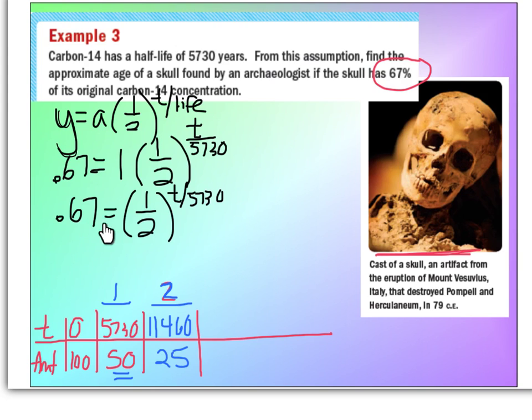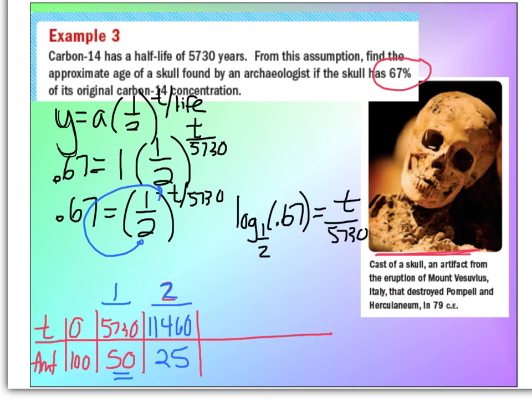Well, the exponent is by itself, so now to solve it, we can rewrite it as a logarithm. So this is log base 1/2 of this equals this value. So let me just kind of show you that swoosh part and rewrite it. So log base 1/2 of 0.67 is equal to t divided by 5730.